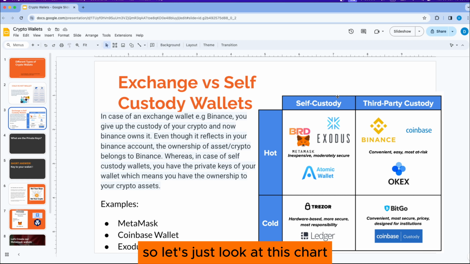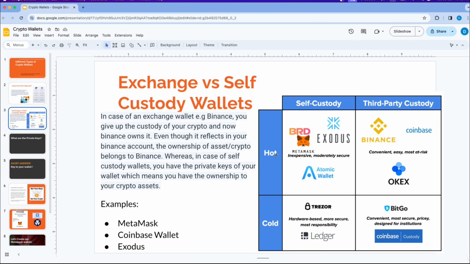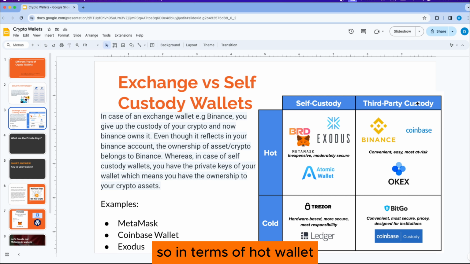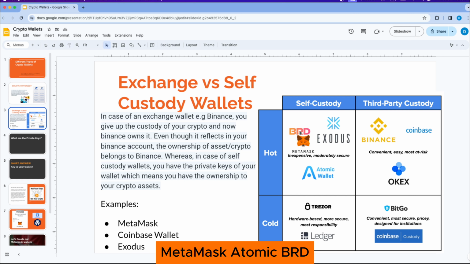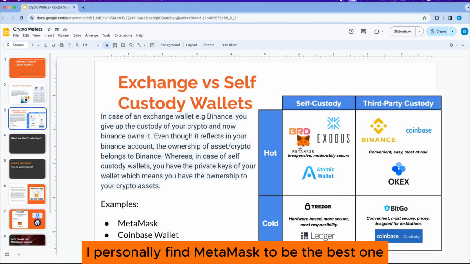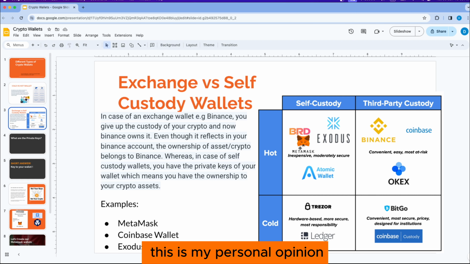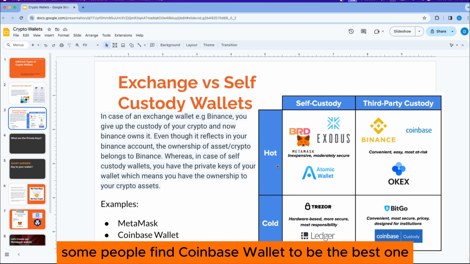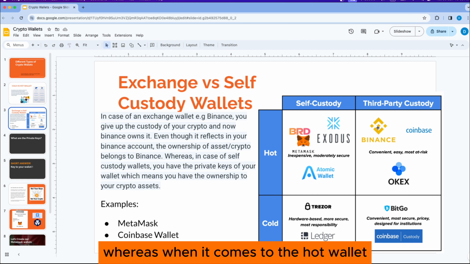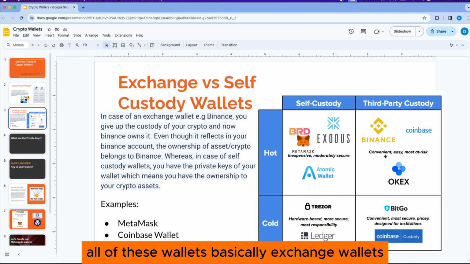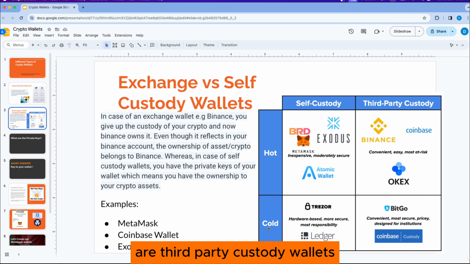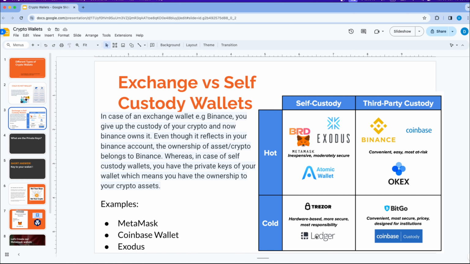Let's just look at this chart. In terms of hot wallets, self-custody options are Exodus, MetaMask, Atomic, BRD. There are tons of options. I personally find MetaMask to be the best one. This is my personal opinion. Some people find Coinbase Wallet to be the best one. Whereas when it comes to hot wallets with third-party custody, Binance, Coinbase, OKEx, all of these, basically exchange wallets, are third-party custody wallets. In terms of cold wallets, self-custody is Trezor and Ledger. These are the two biggest names.